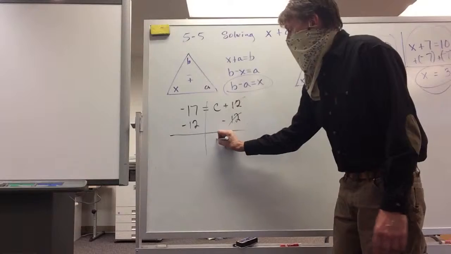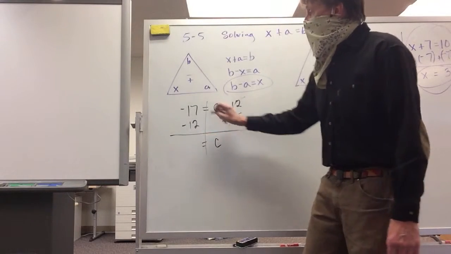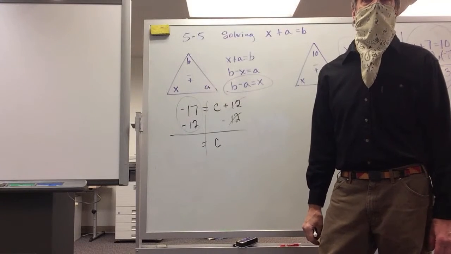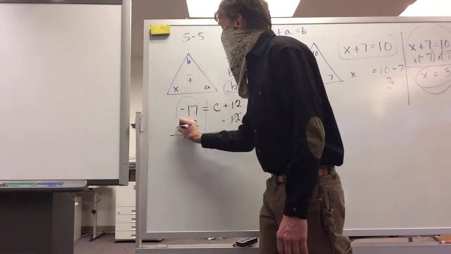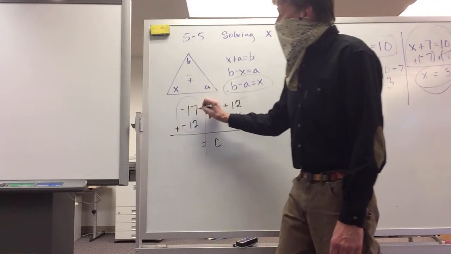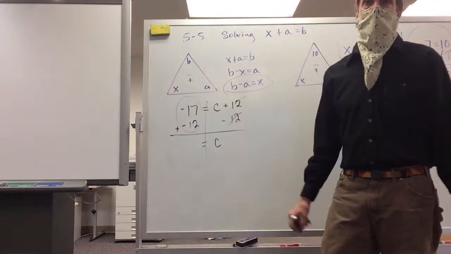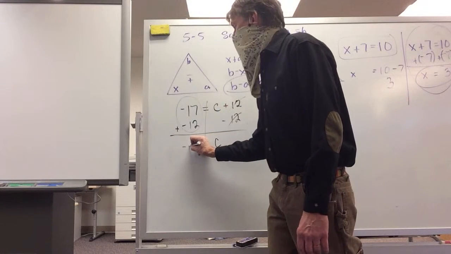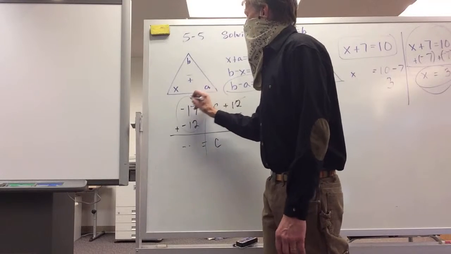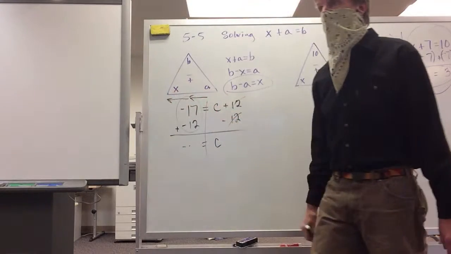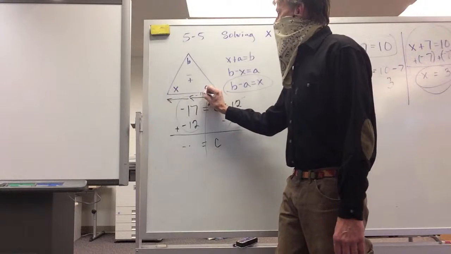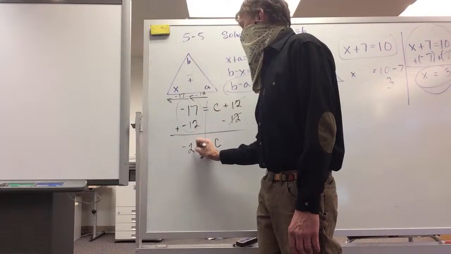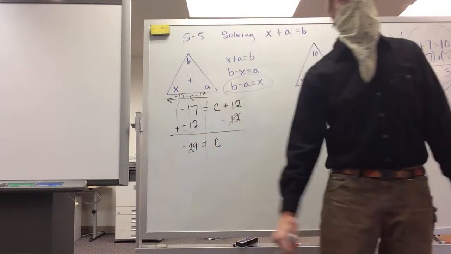That makes just C. But if you don't like looking at that in terms of doing the subtraction in your head, you could just say that this is adding a negative. So now you have a -17 added to a -12. So you're going negative twice. So -12, -17, -29.